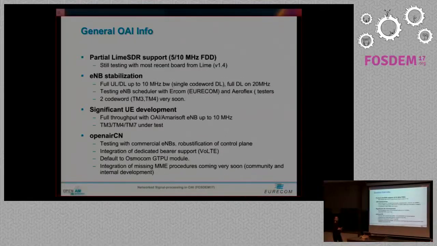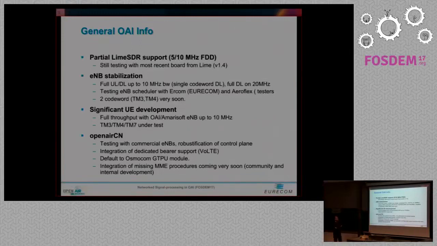For those that are interested, our software now will support LimeSDR. We're still testing it with the most recent board we got from them, but it will work up to 10 megahertz FDD today. We've stabilized the eNodeB quite a bit in the last year. We have full uplink and downlink throughput on 10 megahertz bandwidth, and full downlink on 20 megahertz bandwidth. We're starting to test our scheduler, loading it with terminals. And soon we'll have the MIMO modes running as well.